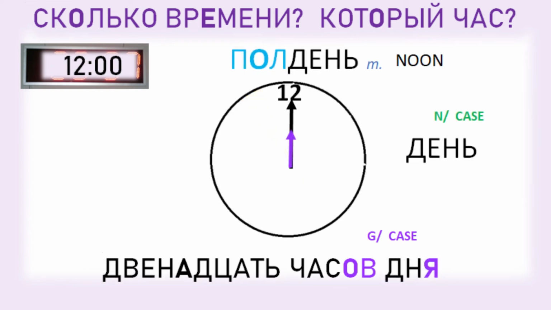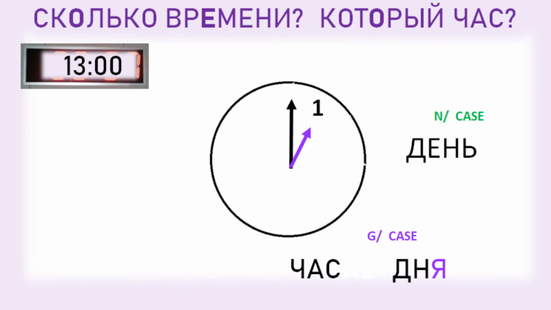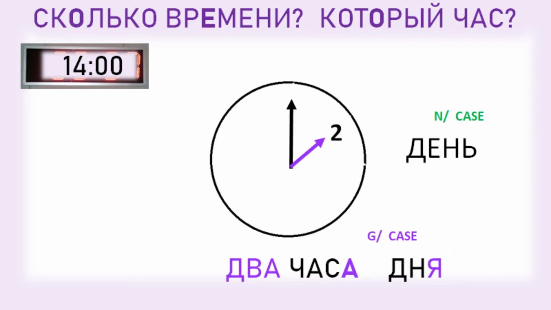12 часов дня. 1200 hours or 12 p.m. Полдень. Noon, час дня. 1 p.m. 2 часа дня. 2 p.m. 3 часа дня.